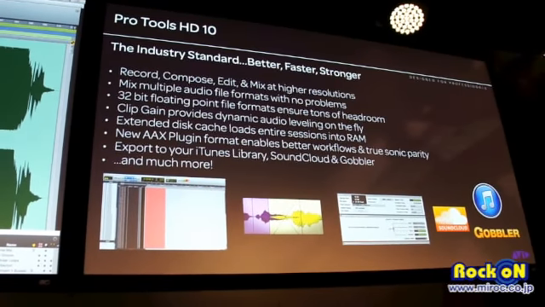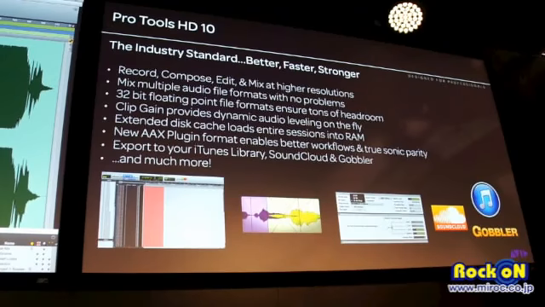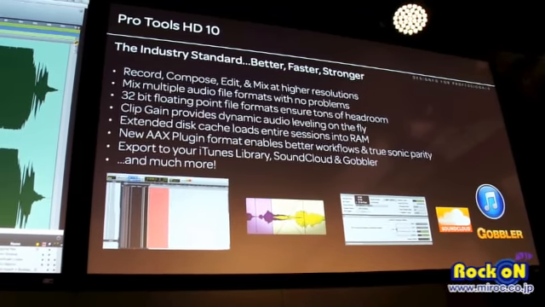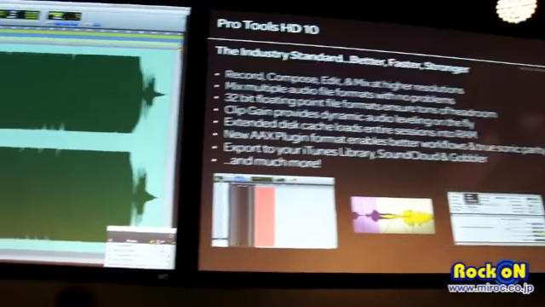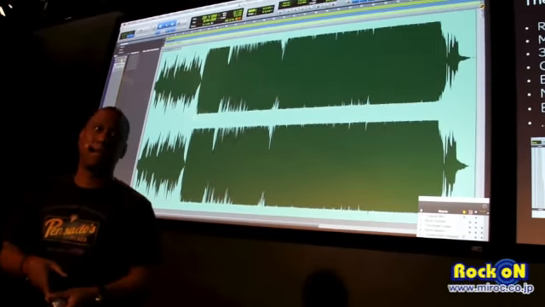32-bit float basically means you've got plenty of headroom. You're not going to distort. And I mentioned our brand new AAX plugin format gives you that true sonic parity between systems, right?